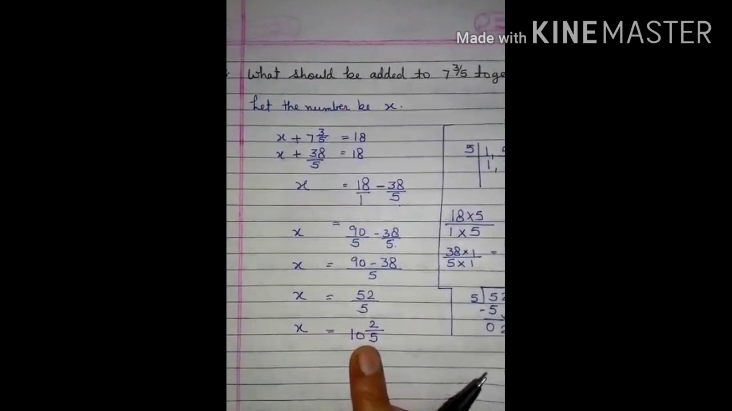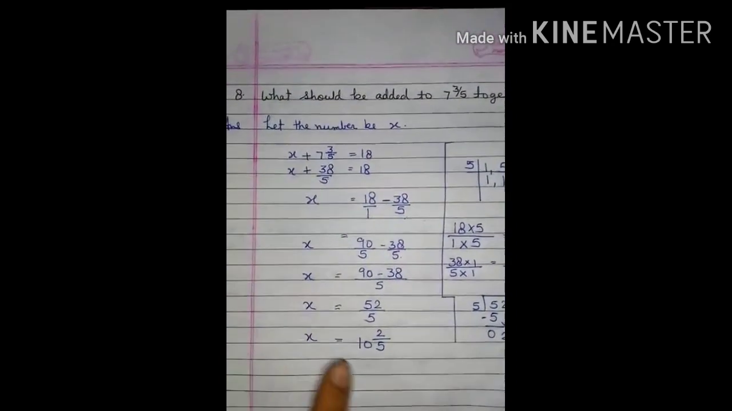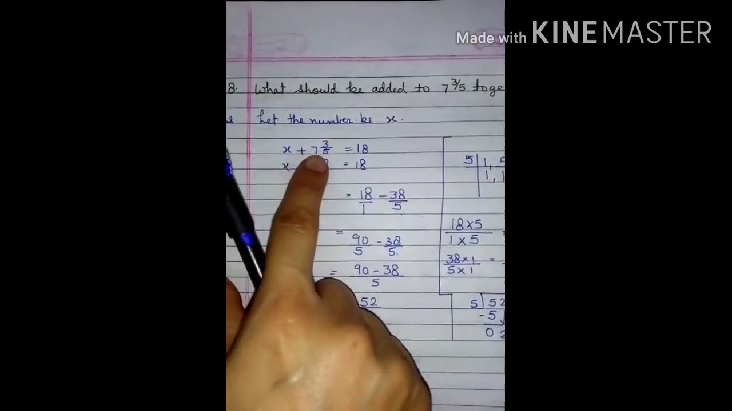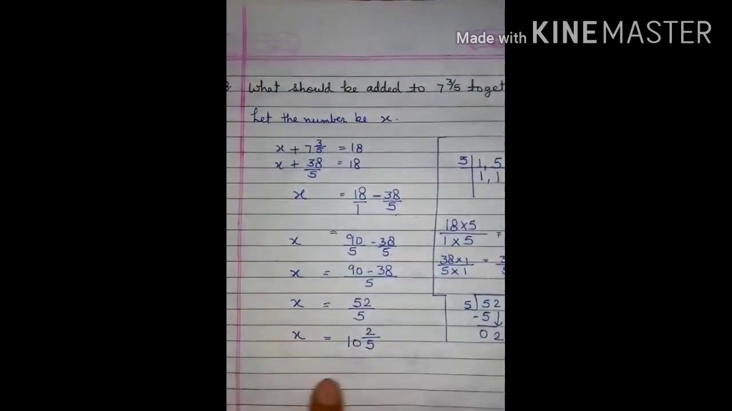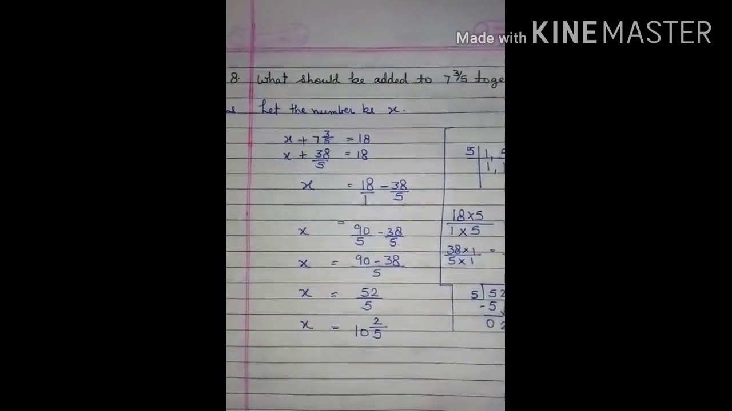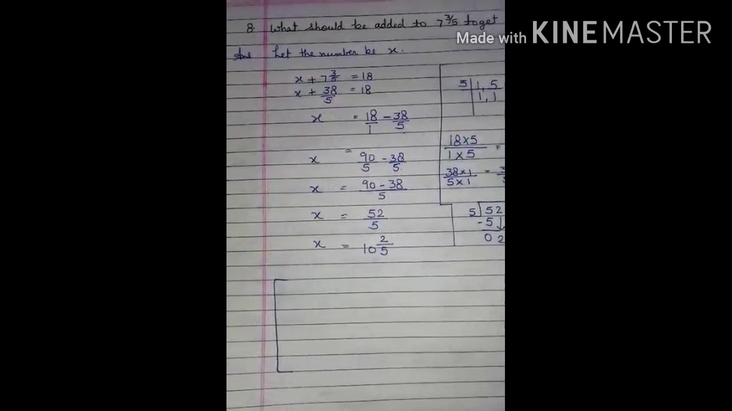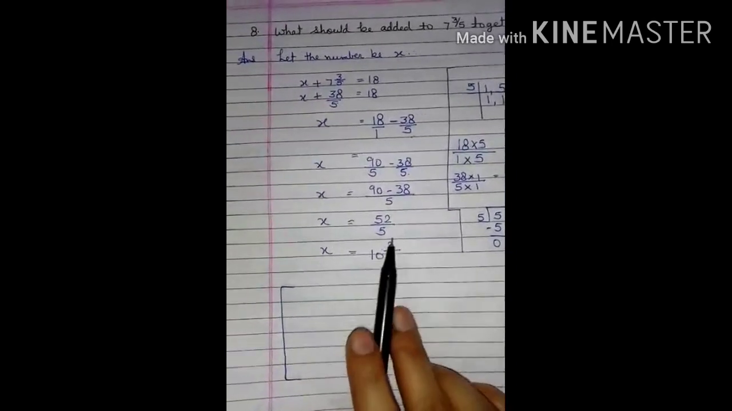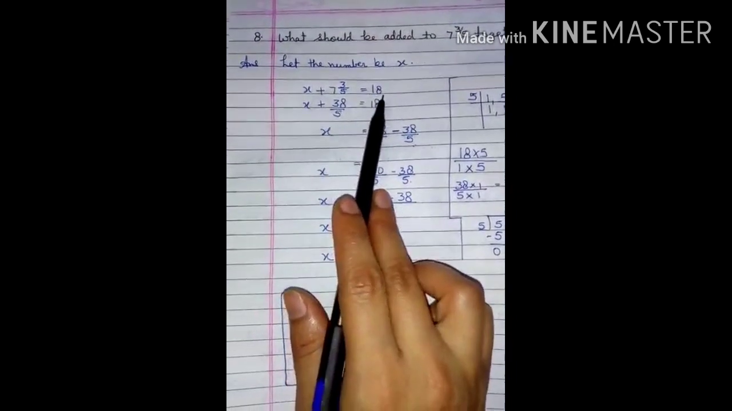It means when we add 10 2 upon 5 to 7 3 upon 5, we will get 18. So this is your answer. Now students, you can check whether your answer is correct or not. When we add 10 2 upon 5 and 7 3 upon 5, if we are getting 18, it means our answer is correct.